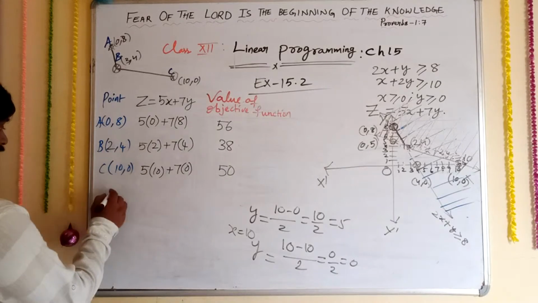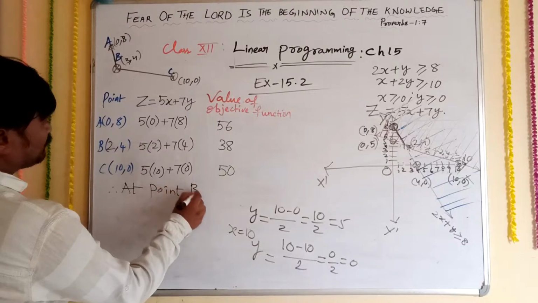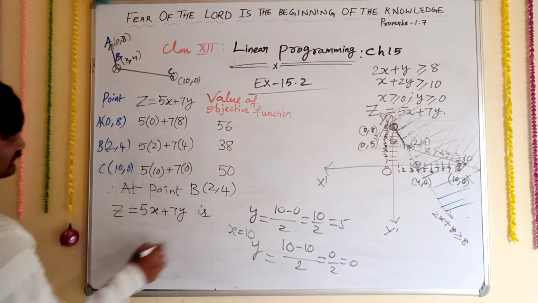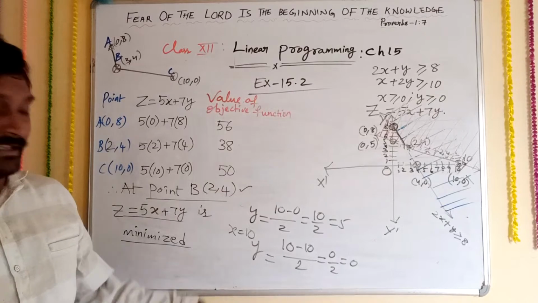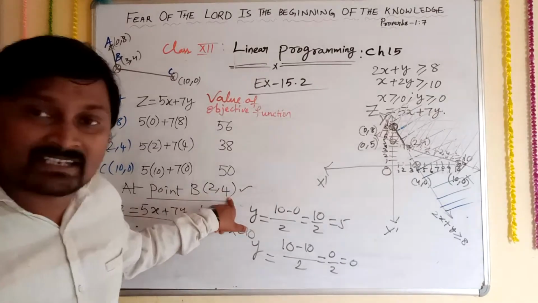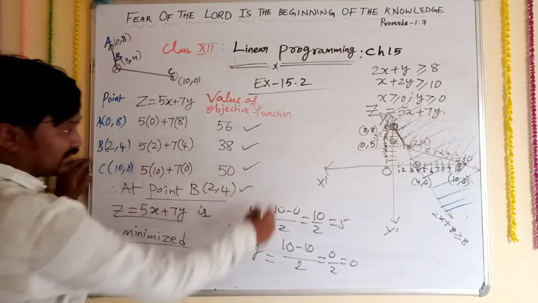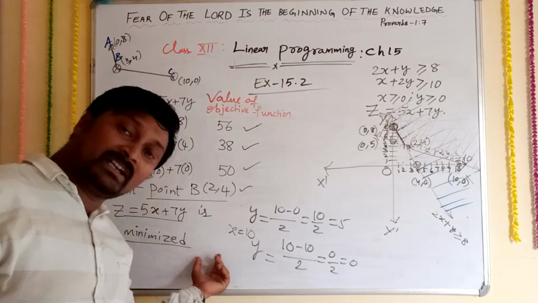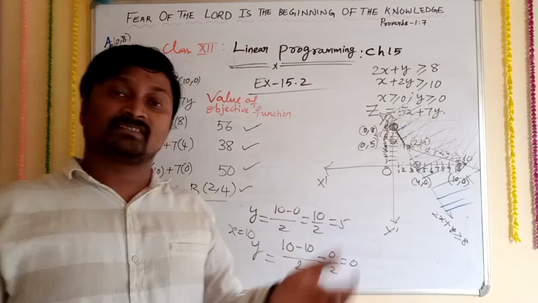So at last, we can write: therefore at point B, 2, 4, 5x plus 7y is minimized. So this is called what now? Optimal solution. So this 2, 4 is nothing but your optimal solution. And the remaining points are also solutions; this is called a feasible solution. And this is the optimal solution. Optimal solution means minimized or maximized.